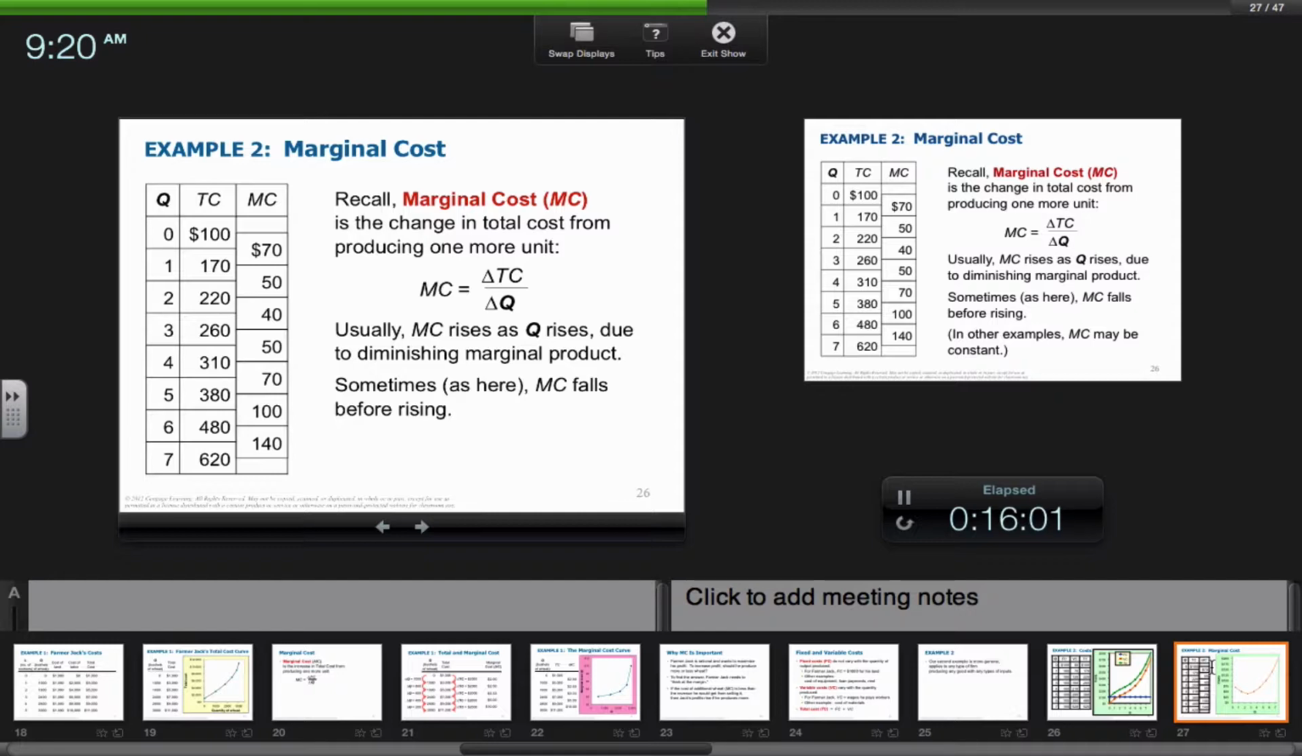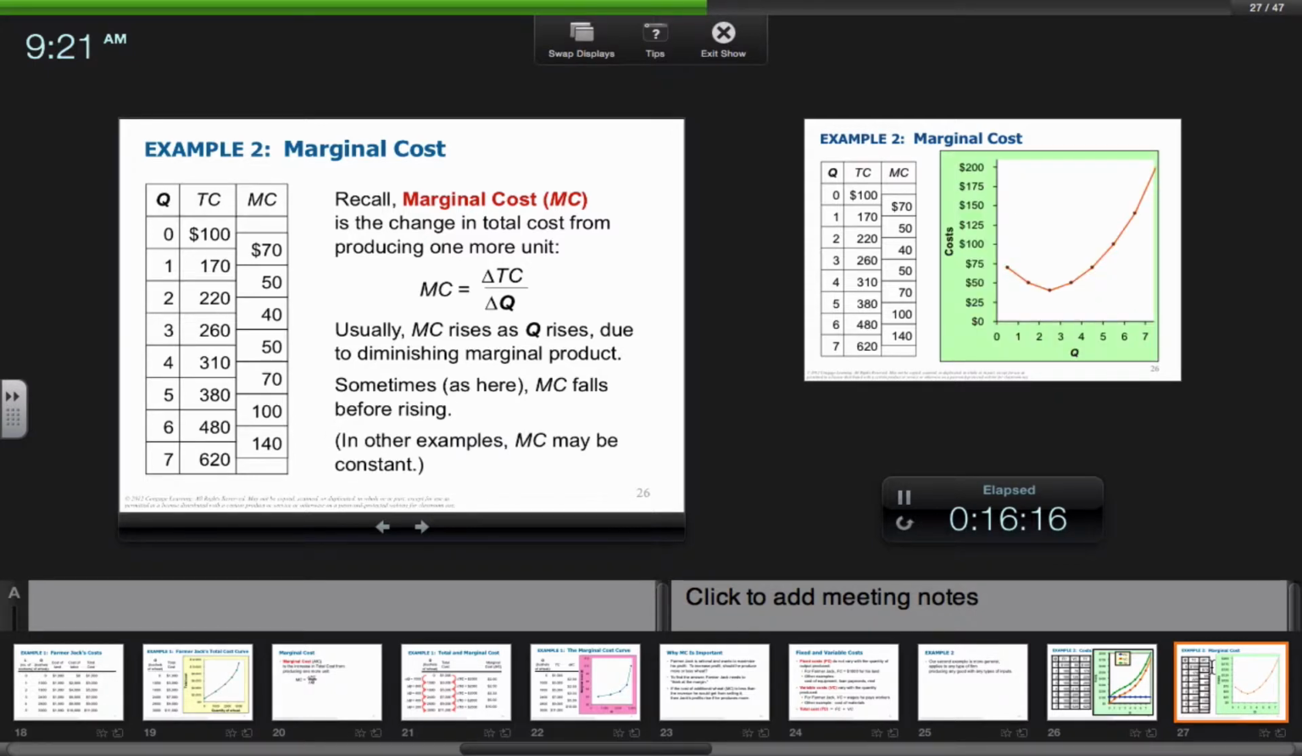Should you ever choose to operate at a point where marginal cost is still falling? No, you need to get at least to the bottom of that, or you're goofy and you're losing money. Okay? Sometimes marginal costs could be constant.